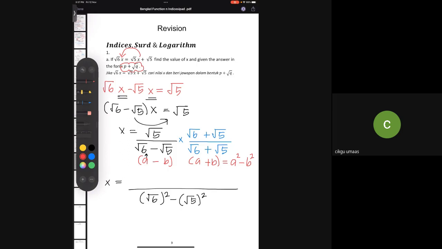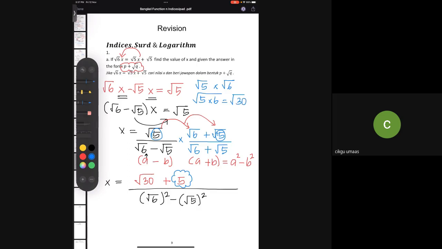The normal expansion, root 6 times root 5, root 30, times root 5 times root 5. You know that there's no root. At this point of time, all of you should know that root dengan nilai yang sama, bila didarab, root akan hilang. That's why I did 5. Tapi kalau root dengan nilai yang berlainan, you know this very well, you will multiply this, tapi root masih lagi kekal.